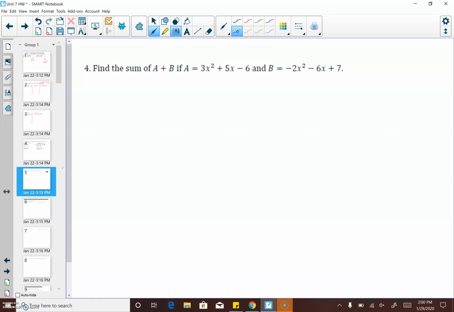For our last one, we want to find the sum of a plus b. This is really more of a lesson 2 topic, but we'll look at it together here. So when we add two polynomials together, we need to make sure we identify our like terms. Our like terms are the ones that have the same exponent. All right, and I'm going to put some shapes around those so that we can match them up. So 3x squared and negative 2x squared.